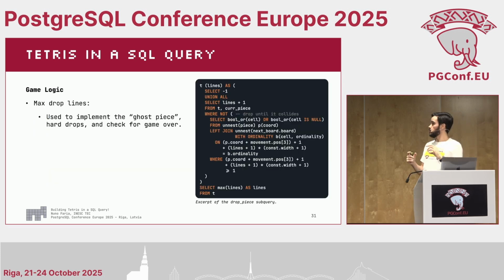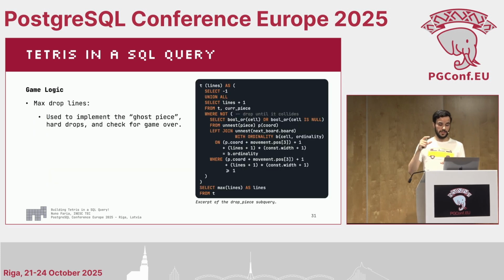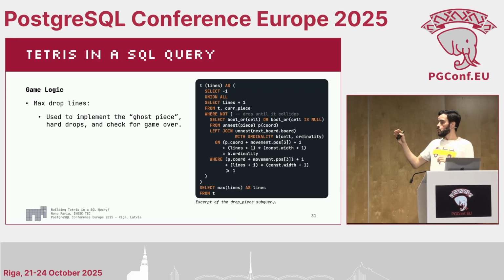The other important subquery is the max drop lines subquery, which computes how many lines we can drop the current piece. And this is used to implement the hard drop, so we press space and the piece falls completely, to simulate where the piece is going to fall, so also called the ghost piece, and also to detect if we are at a game over state.